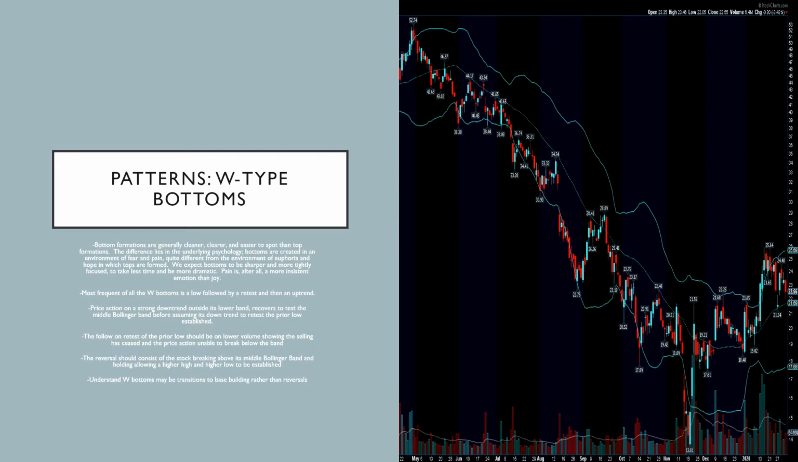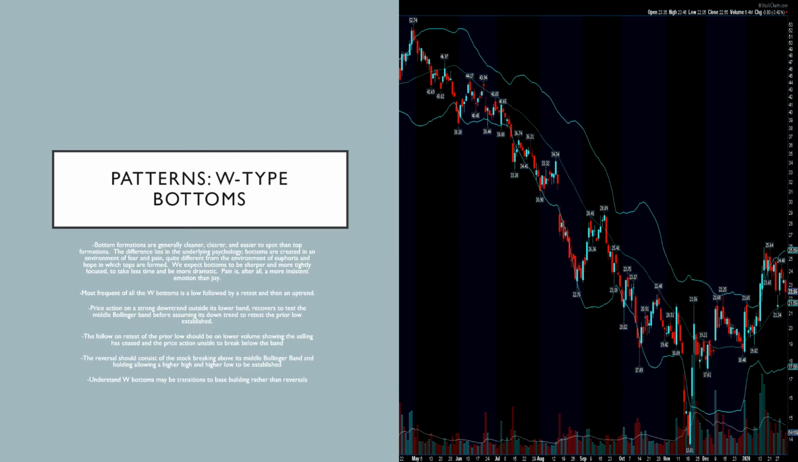Okay, a little more in detail. The follow-on retest of the prior low should be on lower volume, showing the selling has ceased and the price action unable to break below the band. The reversal should consist of the stock breaking above its middle Bollinger Band and holding, allowing a higher high and higher low to be established. Understand W bottoms may be transitions to base building rather than full on reversals all the time.